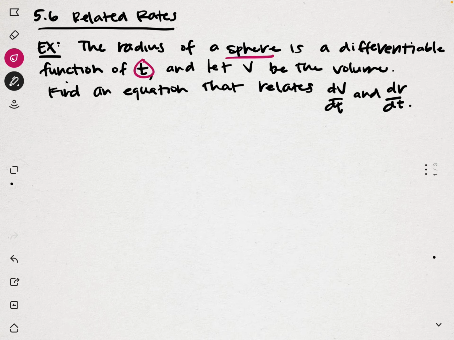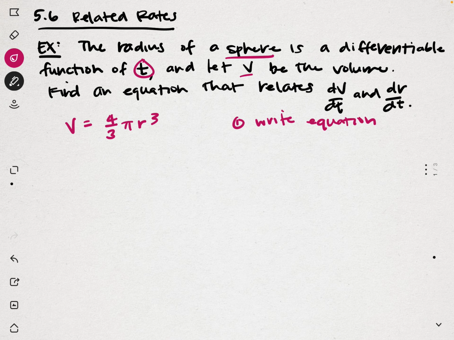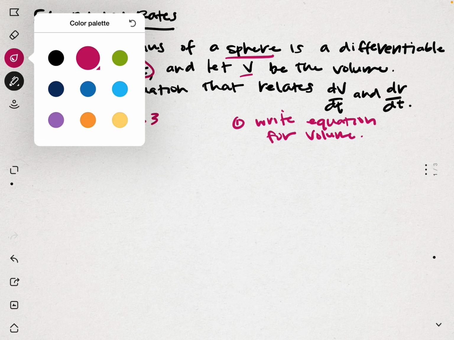So the first thing we know is that we're looking at a sphere. So what we want to do is write the equation for the volume of a sphere. So volume equals 4/3 pi r cubed. That's just the regular volume of a sphere from geometry. So the first thing we did is write the equation for volume.